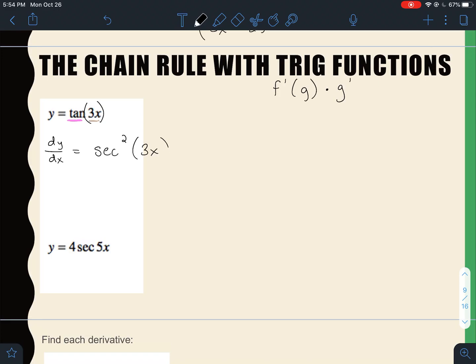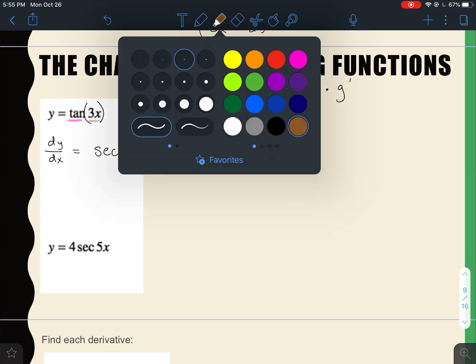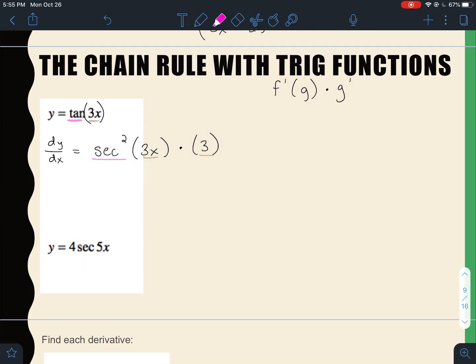Then it says to leave the inside function alone. Well, my inside function is 3x. Then you multiply it by the derivative of the inside. Well, the derivative of my inside is 3. So again, inside function, derivative of the inside function, and then the derivative of the outside function is secant squared. If I rewrote this, I would get 3 times the secant squared of 3x. So I can pull that 3 out to the front so it looks like a coefficient. And that would be my y prime, or my derivative.